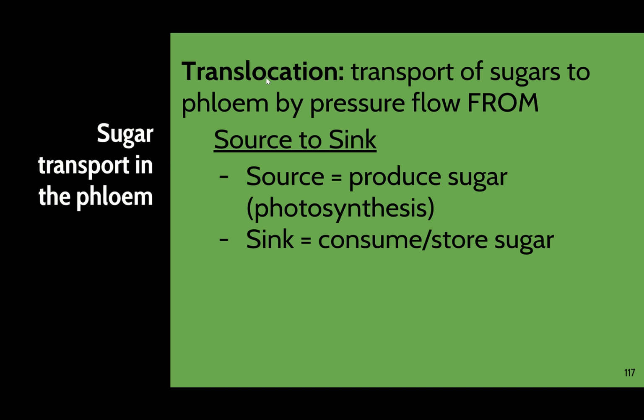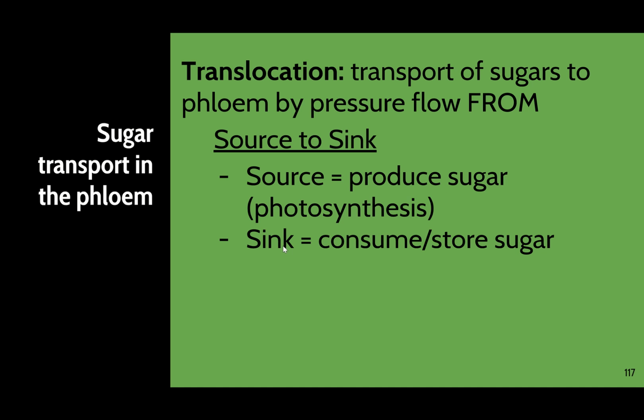So translocation is going to be the transport of sugars to the phloem by pressure flow from what is called the source to the sink. So this is transport of sugars into the phloem from source to sink. The source is going to be the region of the plant that is producing sugar, that is doing photosynthesis. So this is going to be your leaf cells, your mesophyll cells that are producing sugar for the plant.